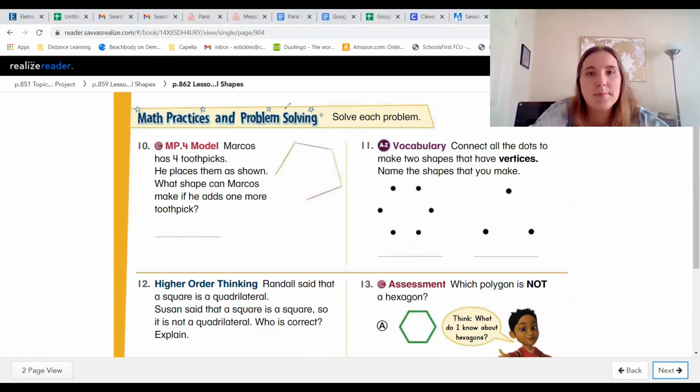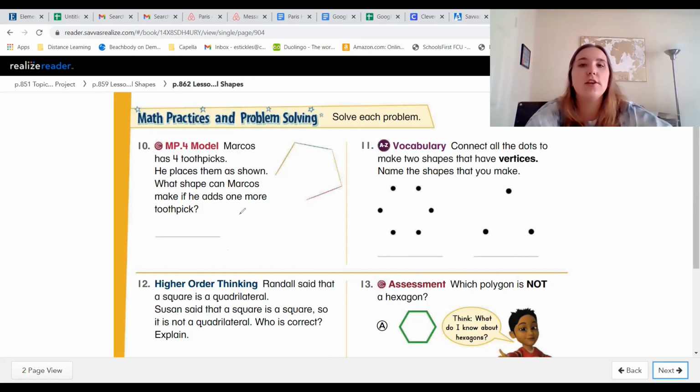Okay, let's look at number 10. It says Marcos has 4 toothpicks. He places them as shown. What shapes can Marcos make if he adds one more toothpick? Or what shape? So I want you to think, if he added one more toothpick to this, what shape could he make? Think about the number of sides he could make. So come up with your answer, pause me, and then come back when you think you have it.